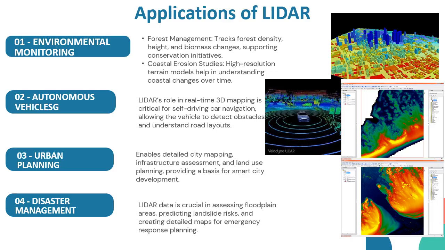Autonomous vehicles use LiDAR to measure the distance of the things around them and move accordingly. Urban planning: it can be used for urban planning. We can see how much land we have, how many buildings, and how tall a building we can make. And it can also be used in disaster management when there's a flood or something like that, when we can't see the things but the LiDAR can, and we can save lives.